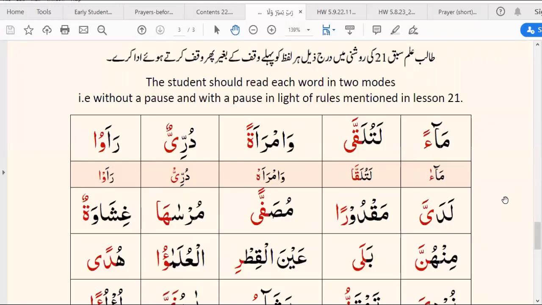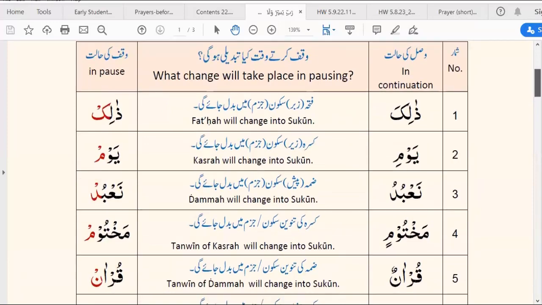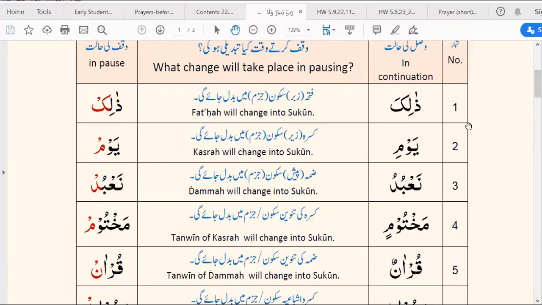Okay, good. Now what we're going to do is I'm going to explain to you the first rule. For that, I'm going to go back to the top because you learnt this yesterday. Look at rules 1, 2, and 3. They explain that if you have this word, dhalika, and it ends with a fatha, if you want to stop, all you need to do is take off this fatha and turn it into a sukoon. So it's going to change into dhalik. From dhalika to dhalik.